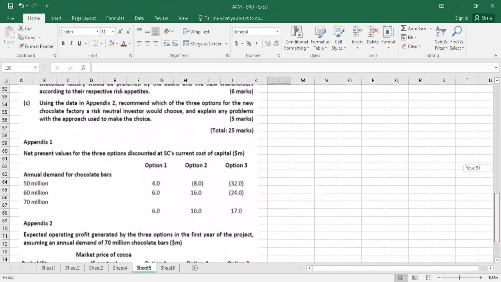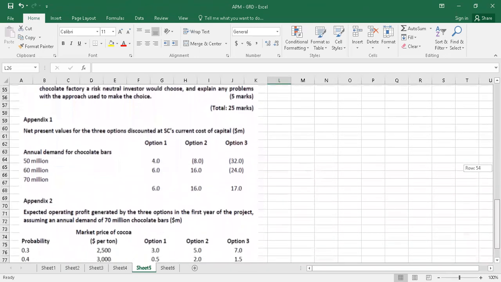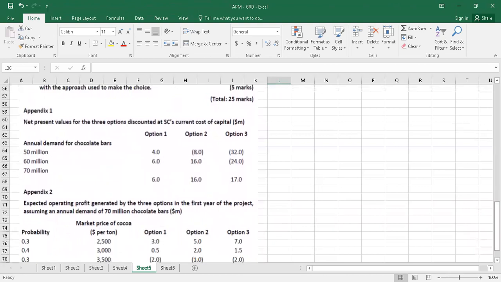So Appendix 1 has the net present value given for 3 options: option 1, option 2, option 3, and if the annual demand for chocolate bars is 50 million, 60 million, 70 million. So the net present value is already calculated. We have the details given to us.